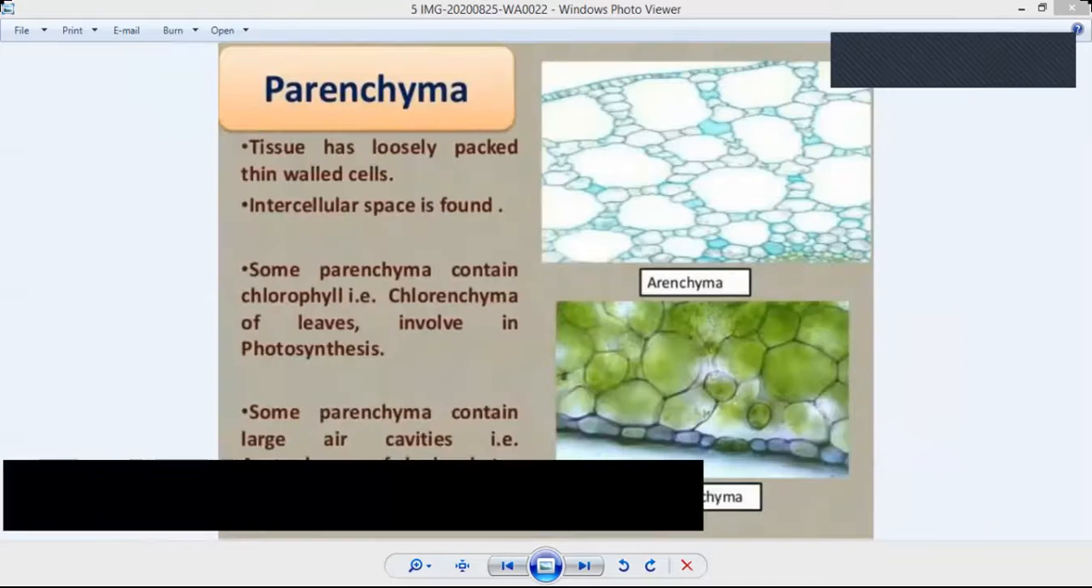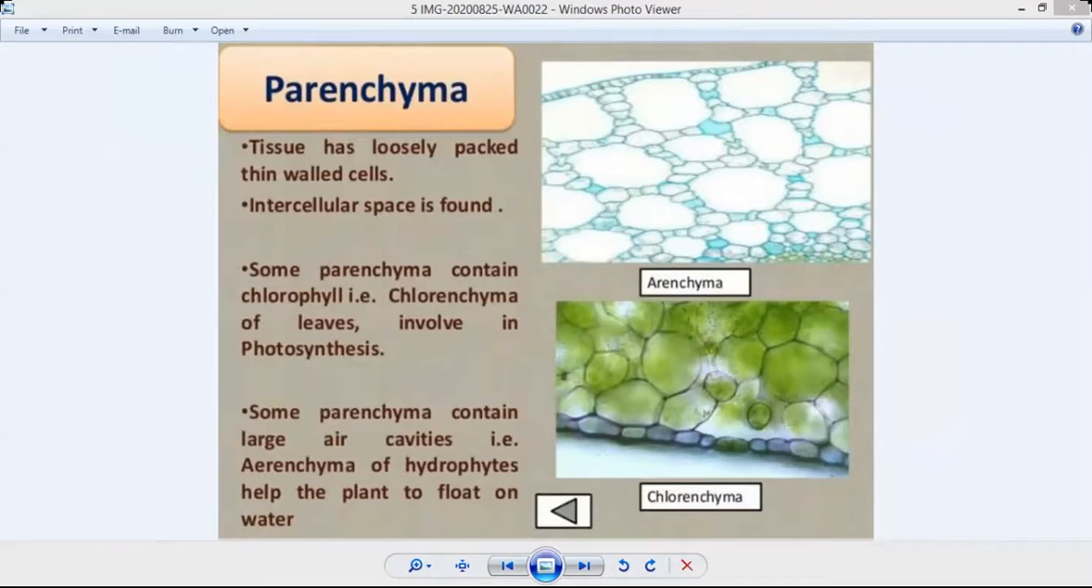So parenchyma is the tissue that has loosely packed, thin walled cells. The parenchyma cells have a thin walled structure and are loosely packed. As it's loosely packed, intercellular space is found. Okay, so parenchyma is loosely packed and thin walled, and intercellular space is found in the parenchyma. The function of the parenchyma is to take part in photosynthesis, and it is seen in the softer part of the plant.